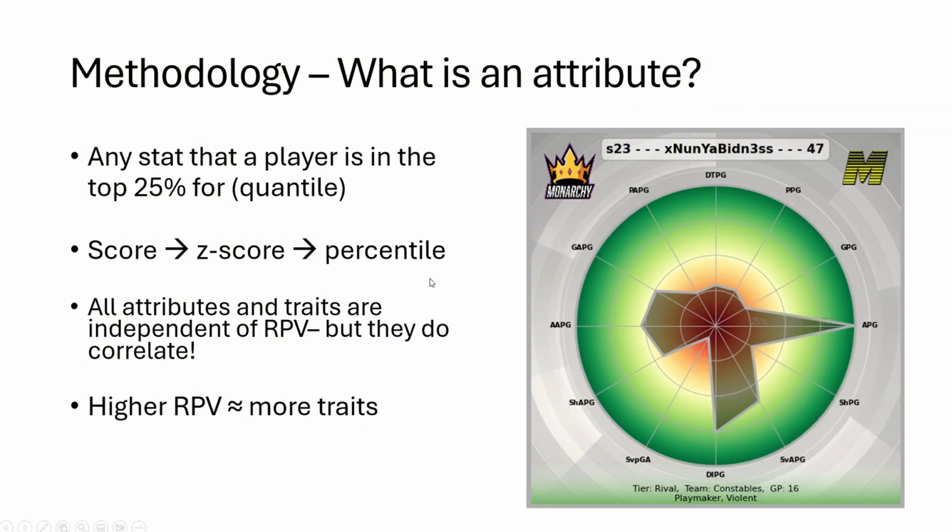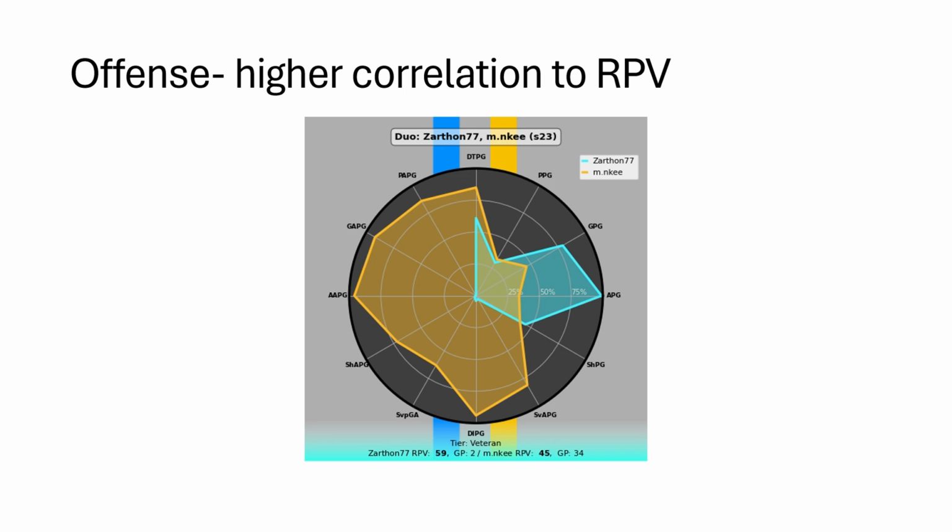Now, with that being said, your RPV increases with more surface area, but the offensive stats definitely hold a lot more weight than the defensive ones do. You can see here, this is me and my teammate Monkey. He has a way bigger polygon than I do. At this point, I'd played 2 games and I conceded 5 goals in each game. But yeah, the more offense you do, that's going to be a much bigger boost to your RPV than having a lot of stuff over here.